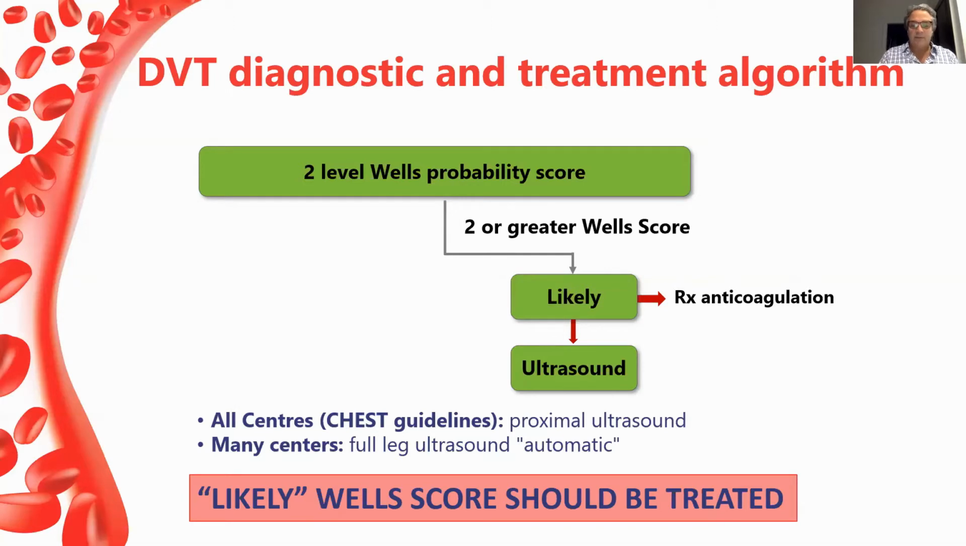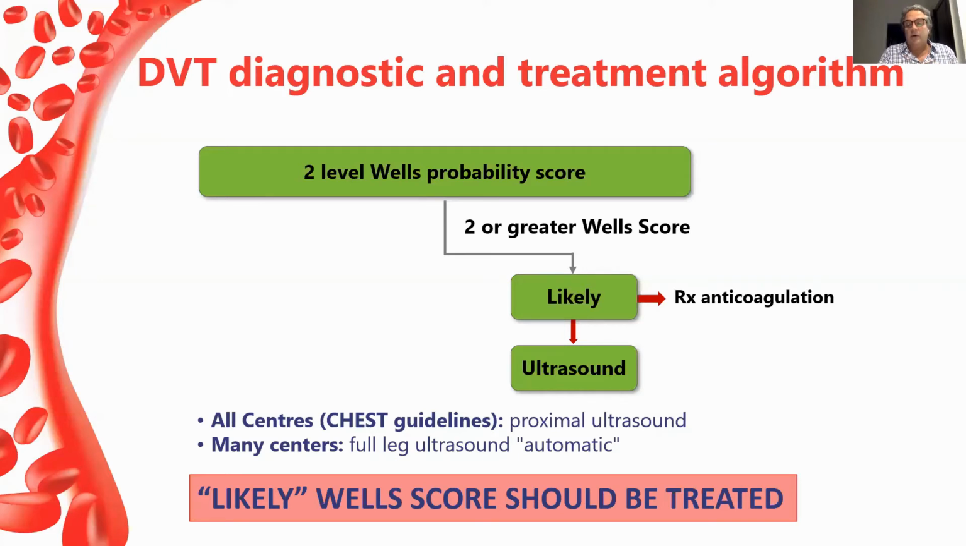So this comes from the CHEST guidelines. And what the CHEST guidelines say is that in your office, if her Wells score is 2 or greater, she has a likely probability of a DVT. You should start her on anticoagulation immediately, right there and then, and order an ultrasound. We fully understand that you're not going to get the ultrasound tonight. You may not even get it tomorrow. It may be 2 days. Start her on anticoagulation in her office.